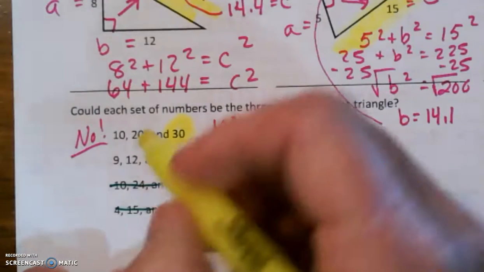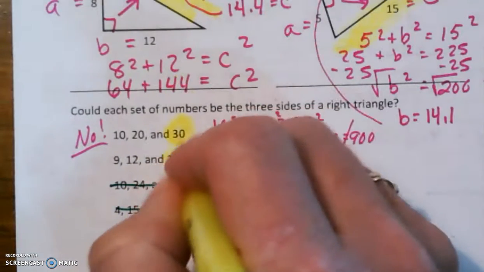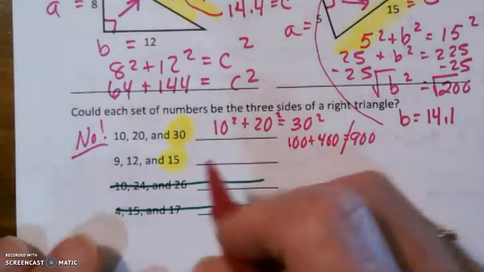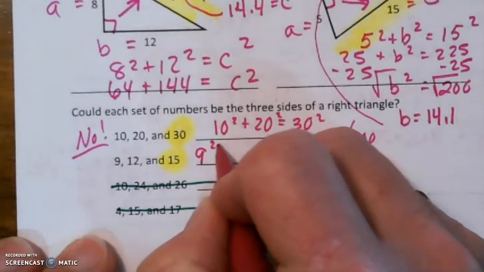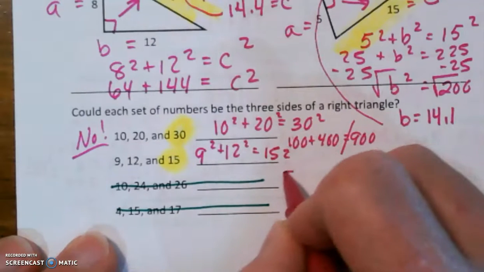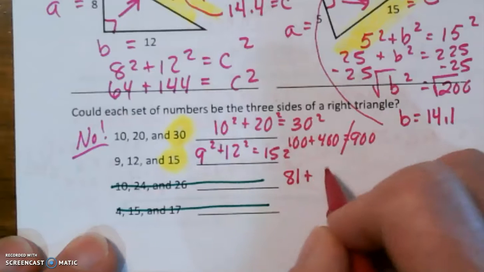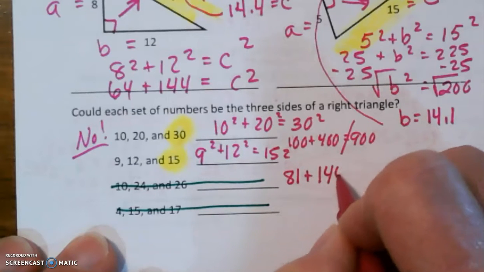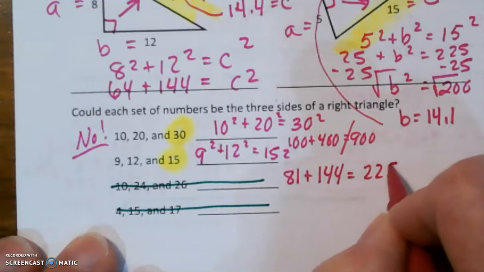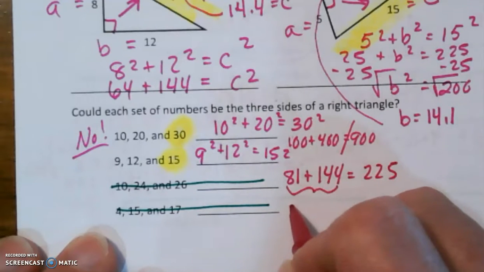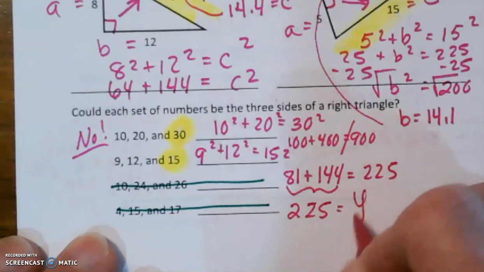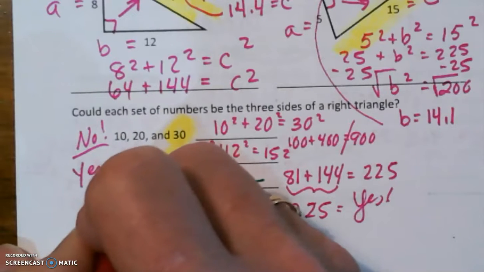Okay, let's try the next one. 9, 12, and 15. 15 is the longest side, so I know that that's the hypotenuse. 9 squared plus 12 squared, does that equal 15 squared? So 81 plus 12 times 12, 144. 15 squared, 225. Add these together. Cool. 225. So the answer here is yes. This is a right triangle.